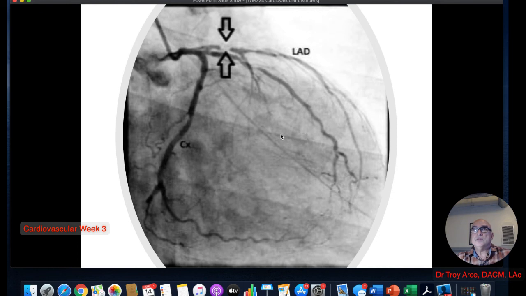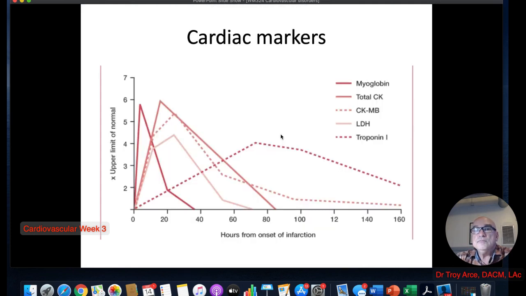So that's what it looks like. All right, looks like something happened there in that valve. Looks like it has some type of separation right there, right? So these are some of the abnormalities they're looking for. Here's some of the cardiac markers, from hours from onset of infarction to the upper limit of normal. What's normal for myoglobin at these different hours and onsets.